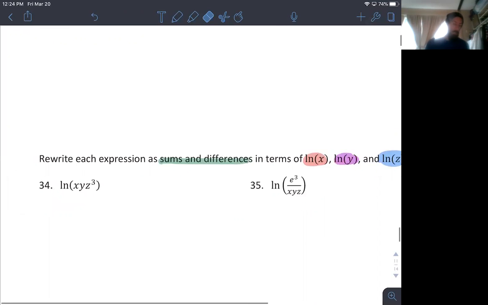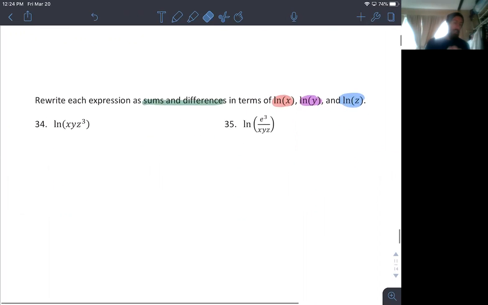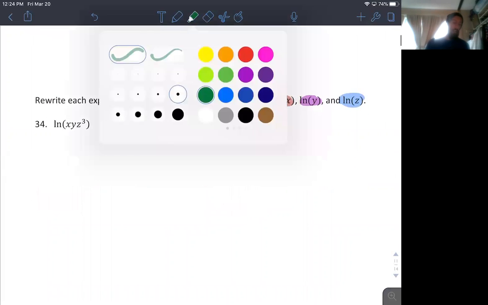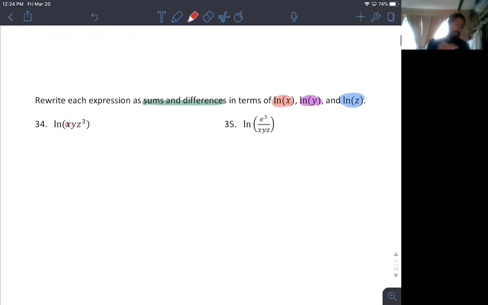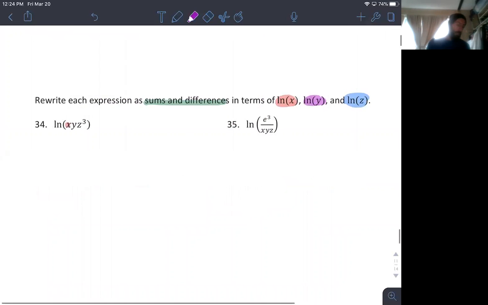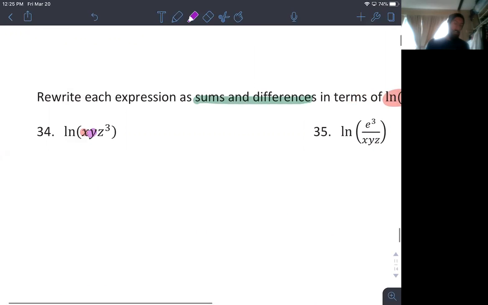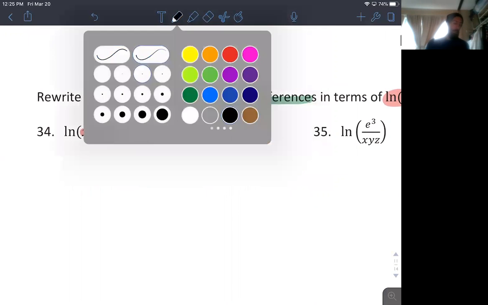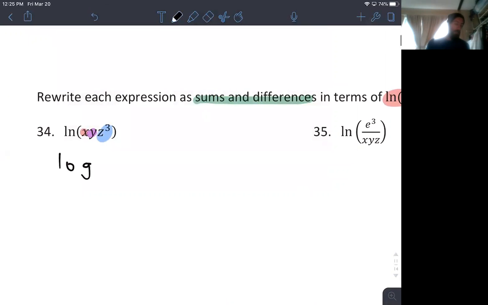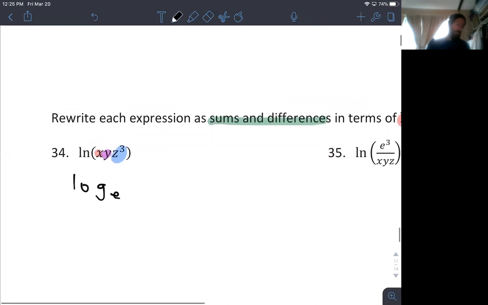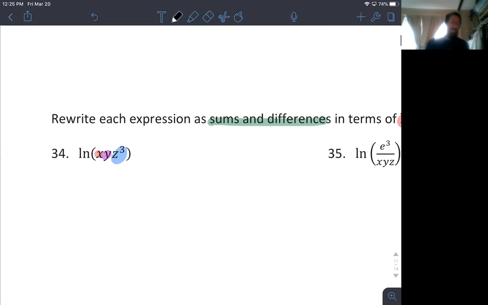So as we zoom in here on number 34, notice that there are x's, y's, and z's contained amongst this entire expression. So my goal is to take this entire natural log, log base e rather, which is what ln stands for, and rewrite it in terms of sums and differences, addition and subtraction problems.